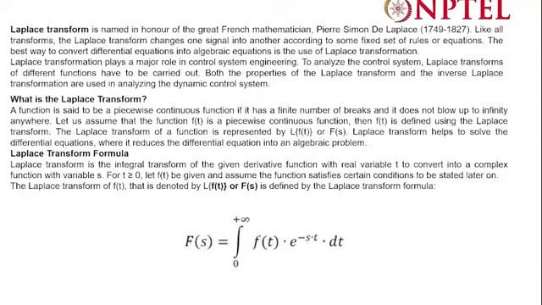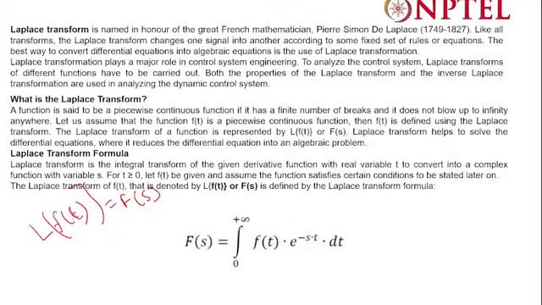Okay, so let's read the theory, whatever I have written here. A function is said to be a piecewise continuous function if it has a finite number of breaks and it does not blow up into infinity anywhere. Let us assume that the function is f(t). So how do you define your Laplace transform, how will you write? If you have to transform this, you have to write it like that. L of f(t) will be the Laplace transform, and the transform whatever you get will be a function of s. It will be coming as F(s).